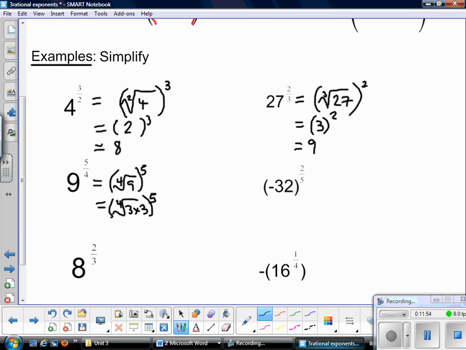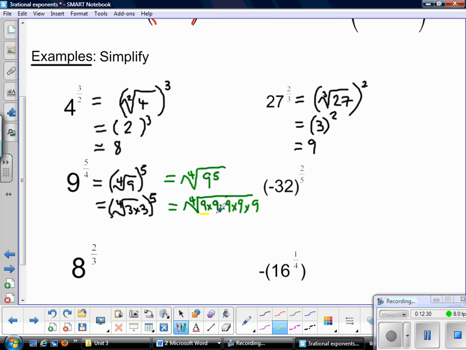I'm going to switch to a different color just so that you can see the difference. So this time I'm going to write it as the fourth root of 9 to the power of 5. Now the reason I'm doing that is because now you're going to see that's the same as 9 multiplied 5 times. 2, 3, 4, 5. And according to this, I need 4 identical items.